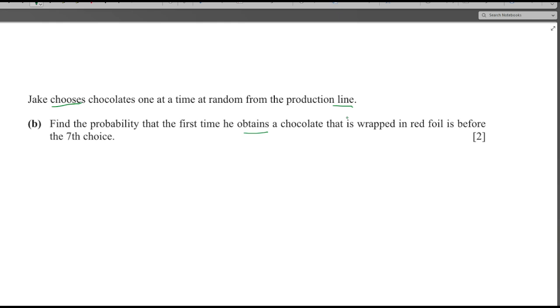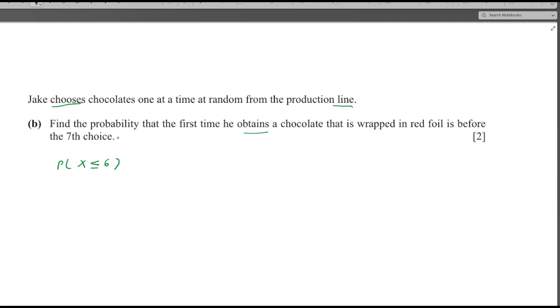So I could get chocolate wrapped in red foil on the very first choice, or on the second choice, or on the third choice, or it could be on the sixth choice. So here I have to find the probability of x less than or equal to 6. Now here x represents on which trial I obtain a chocolate wrapped in red foil.